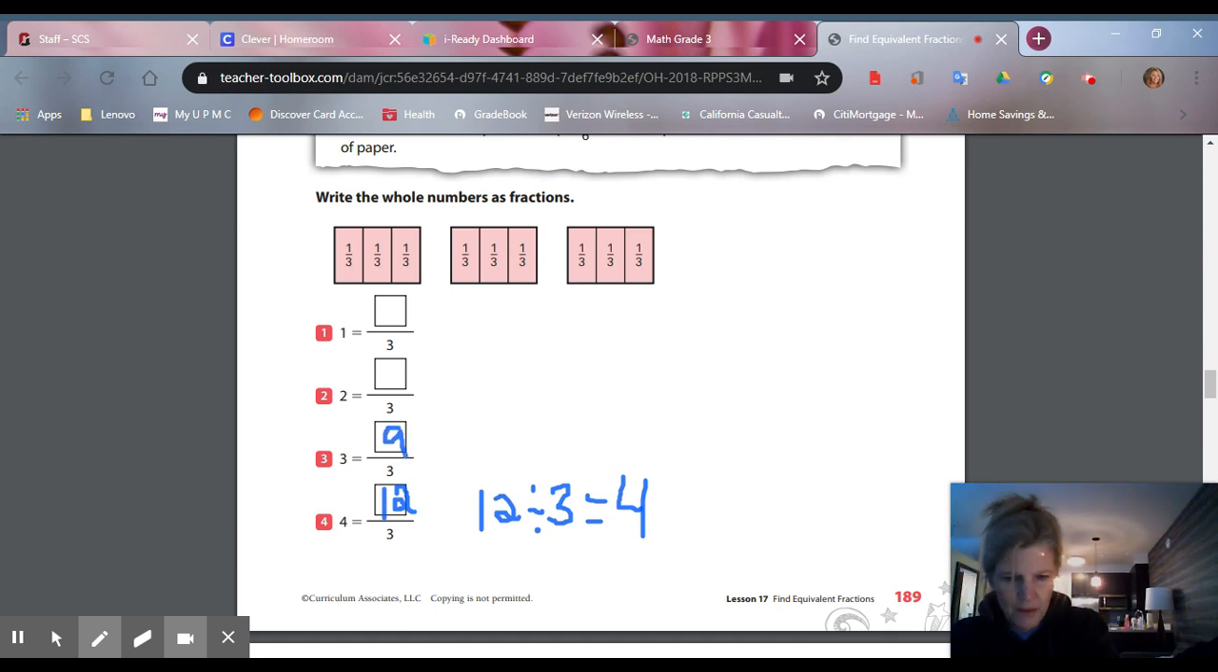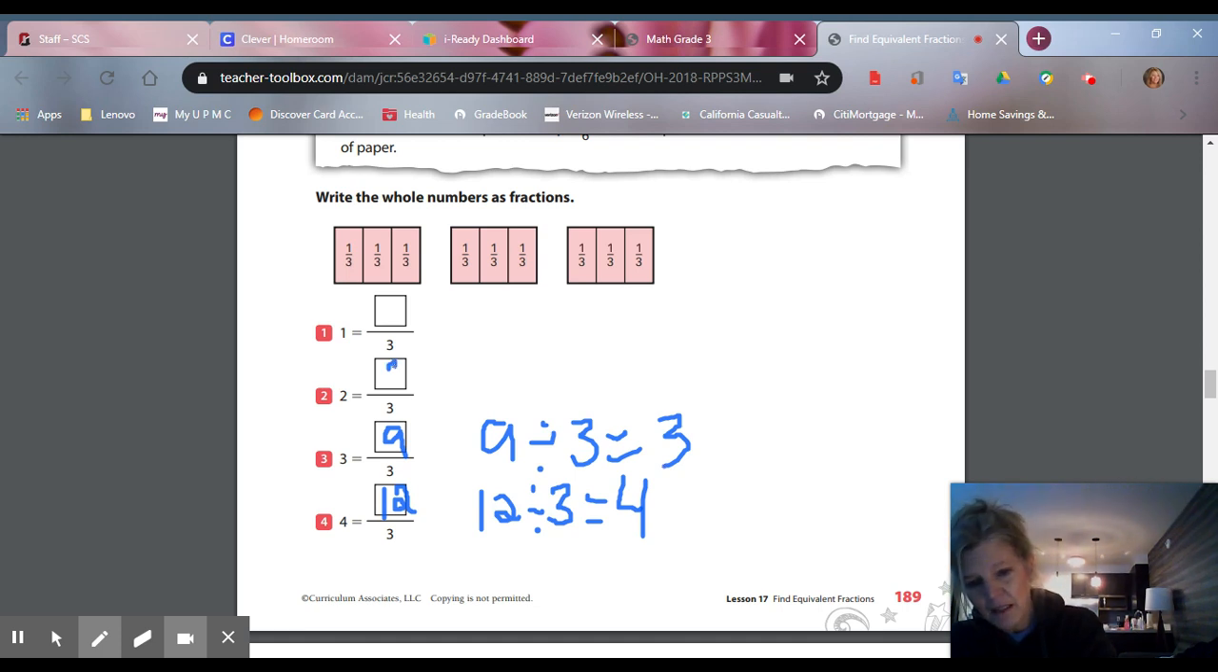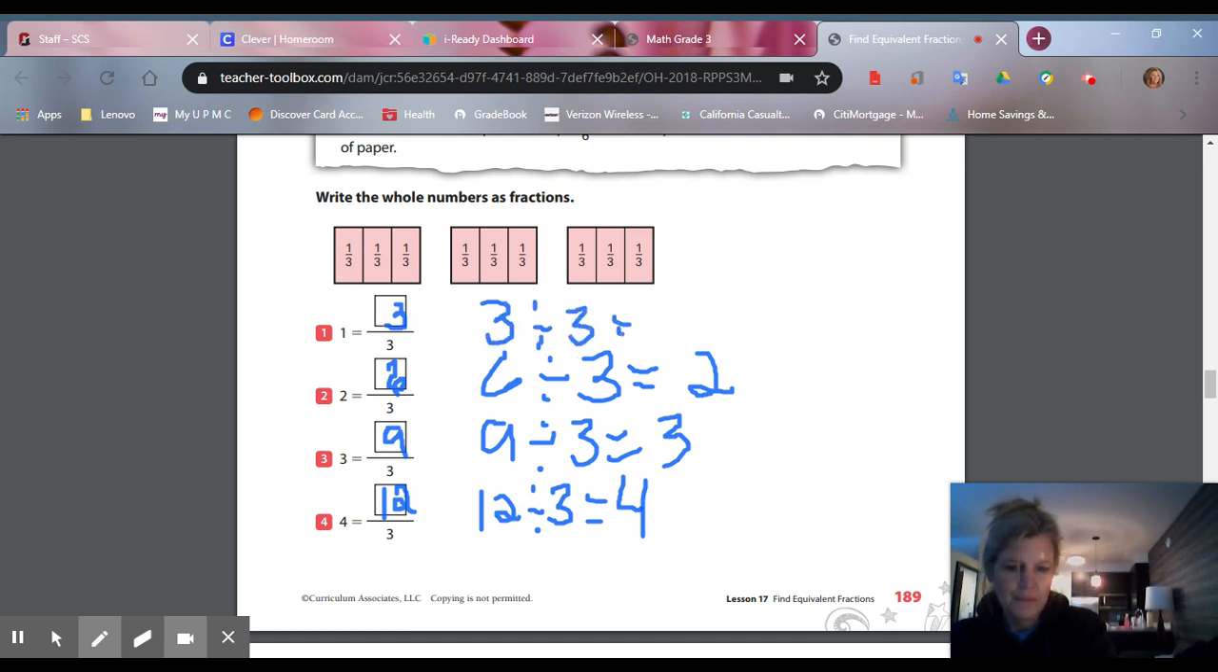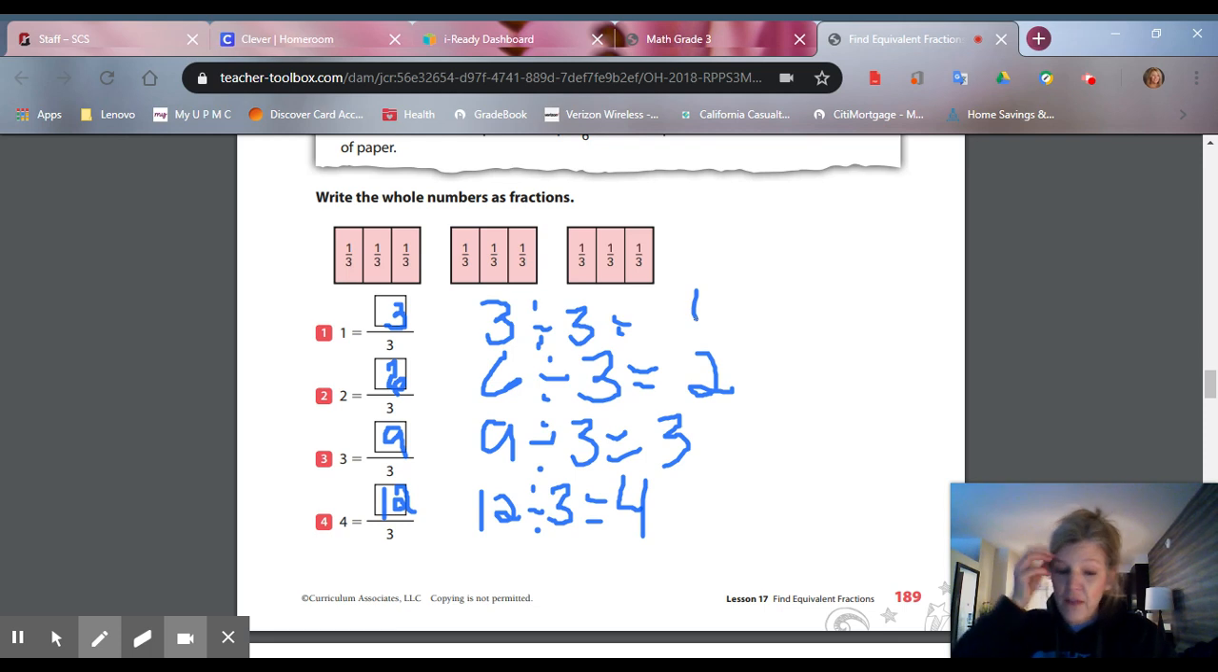What is 9 divided by 3? Well, 9 divided by 3 is 3. 6 divided by 3 is 2. And 3 divided by 3 is 1. So if you know your division facts, multiplication facts, this could be a lot faster to do, but drawing the pictures can be a lot more fun and give you a better idea of what the concept is behind fractions and whole numbers. See you on page 190.